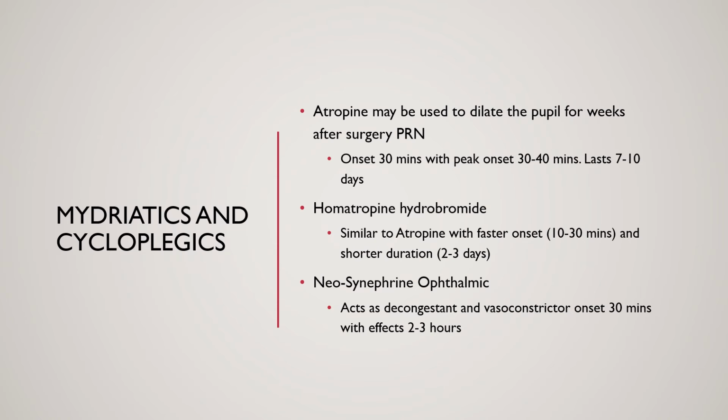Atropine can be used to dilate the pupil for weeks after surgery as needed. The onset is about 30 minutes with a peak onset at 30 to 40 minutes, and it can last 7 to 10 days. Okay, then we also have homatropine hydrobromide. This is similar to atropine, but it does have a faster onset, about 10 to 30 minutes, and it is a shorter duration, only about 2 to 3 days. We also have neosynephrine ophthalmic. This does the same things, but it also acts as a decongestant and a vasoconstrictor. The onset's 30 minutes, and the effects last about 2 to 3 hours.